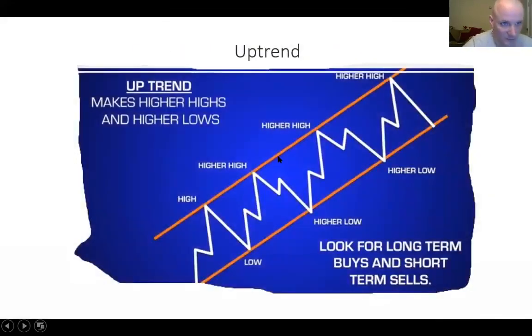So the uptrend is basically where you make higher highs and then higher lows. You start off from the bottom here, you make that high, then you go low, then you make the higher high, and then you come back down to retrace to make a higher low, up to a higher high, back down to a higher low, and so on. So you're looking for the long-term buys and short-term sells. What I mean by that is the short-term sells are on the retracement down to the low, and then you're looking to buy here to go back up to the high, and then the higher low, sorry.